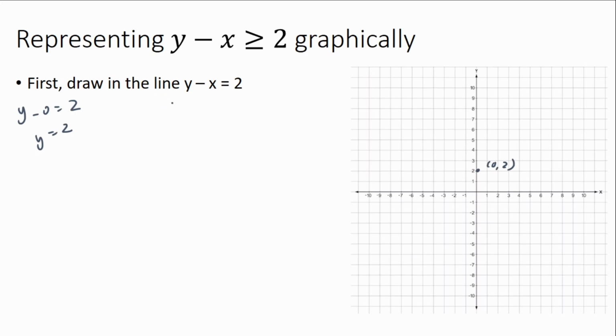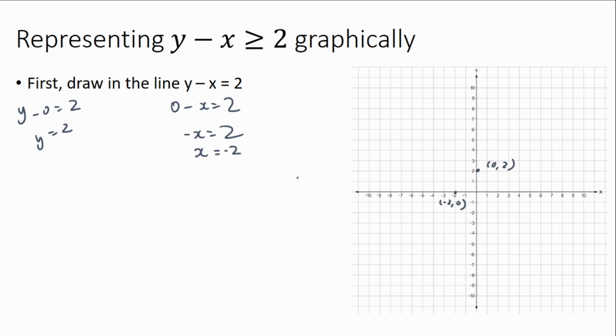And my x-intercept is when y equals 0. So let's substitute that in. That's going to give me 0 minus x equals 2. So therefore, negative x equals 2. I'm going to move the negative to the other side. So that gives me x equals negative 2. So my next point, my x-intercept, is going to be right there, negative 2, 0.